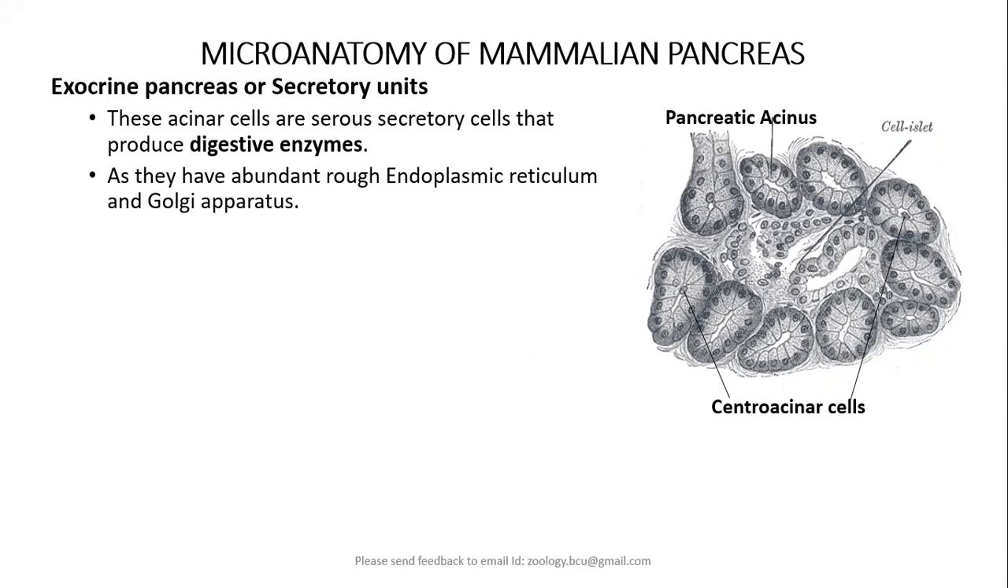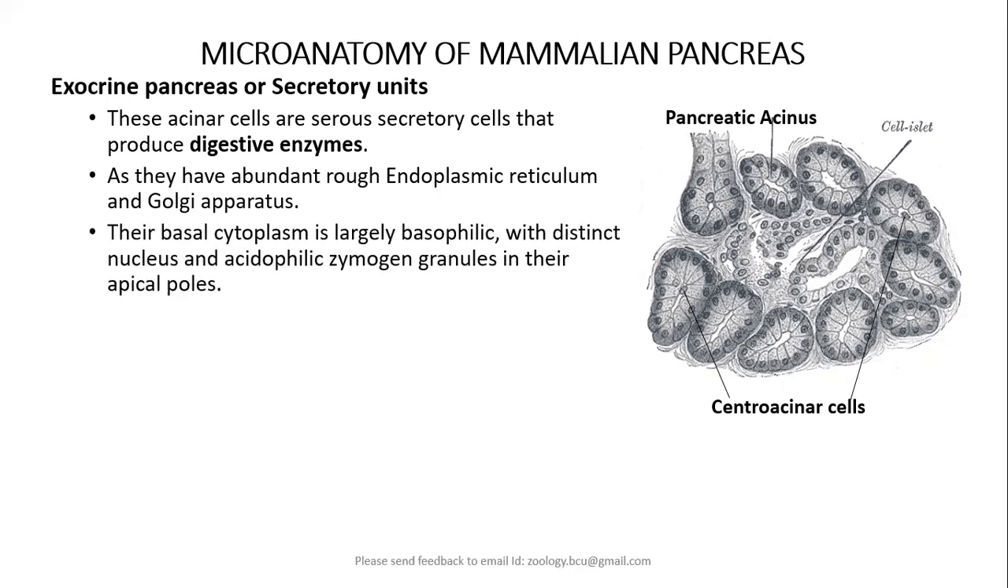Therefore, they have a lot of endoplasmic reticulum and Golgi apparatus in the cytoplasm. And the cytoplasm, along with the nucleus, as you see here, is pushed towards the base of each acinar cell, with distinct basophilic cytoplasm and nucleus near the basement membrane. Whereas the acidophilic zymogen granules are found in the apical region of the cells, or near the apical poles of these acinar cells.